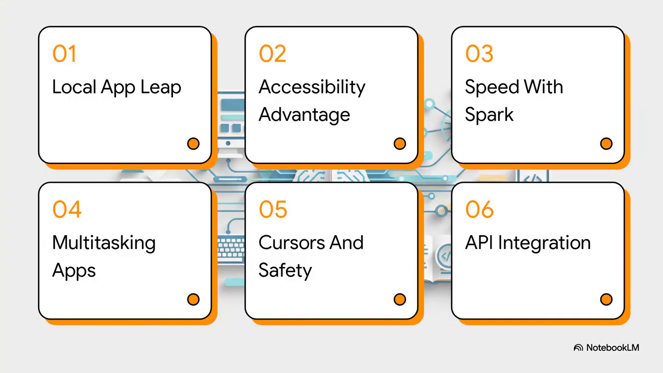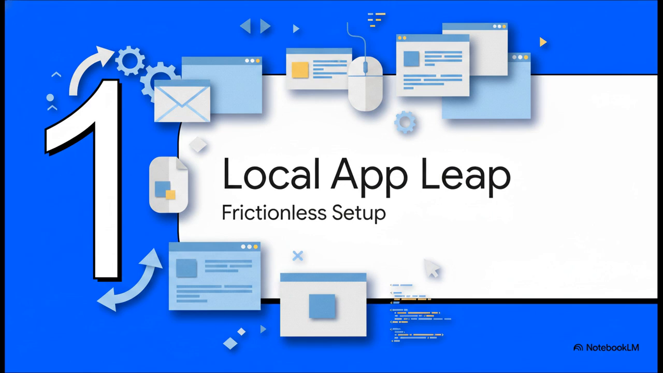Here's exactly how we're going to break it all down today. We'll start with the local application leap. Then look at the accessibility framework advantage. After that, superhuman speed with Spark, multitasking across your apps, whimsical cursors, and safety. And finally, integrating capabilities via API. Okay, Section 1. The local application leap.